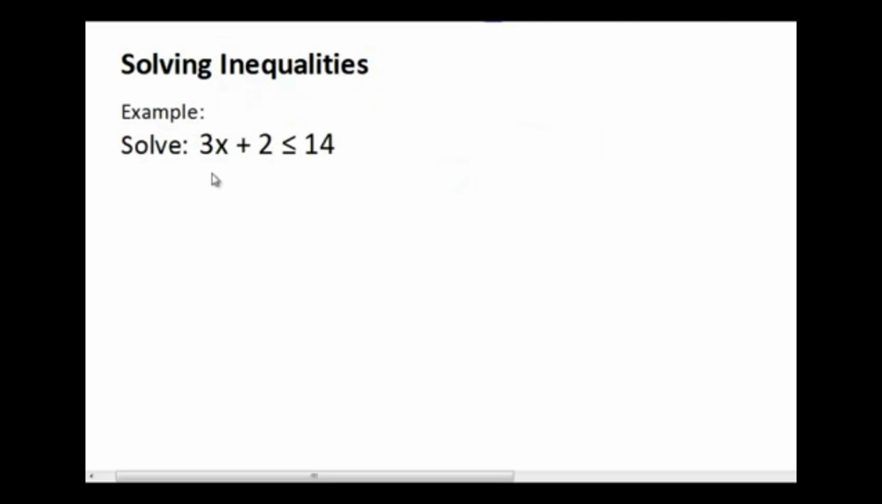Let's look at the following example. Solve 3x plus 2 is less than or equal to 14. So we're going to isolate our x on the left-hand side. So we'll go on that side, and first we would take off anything added or subtracted. So we're going to take off the 2. It's added, so we will subtract it from both sides. So we're going to subtract a 2.